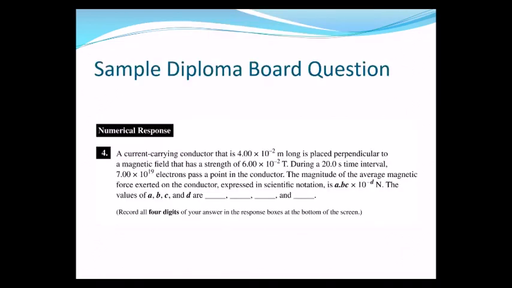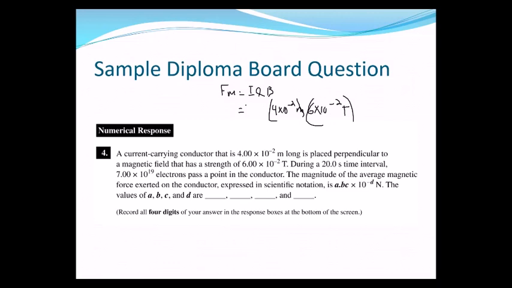And then this one, a current carrying conductor that is that long and has a magnetic field of that. During a 20-second time interval, that many electrons pass the point in the conductor. Determine the magnetic force. So we need to use Fm equals I L B. And the first two parts of this are easy. The length is 4 times 10 to the negative 2 meters, and the magnetic field is 6 times 10 to the negative 2 Teslas.